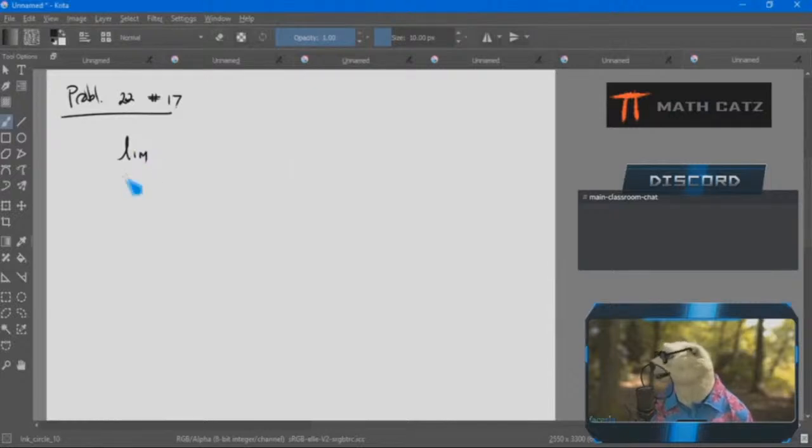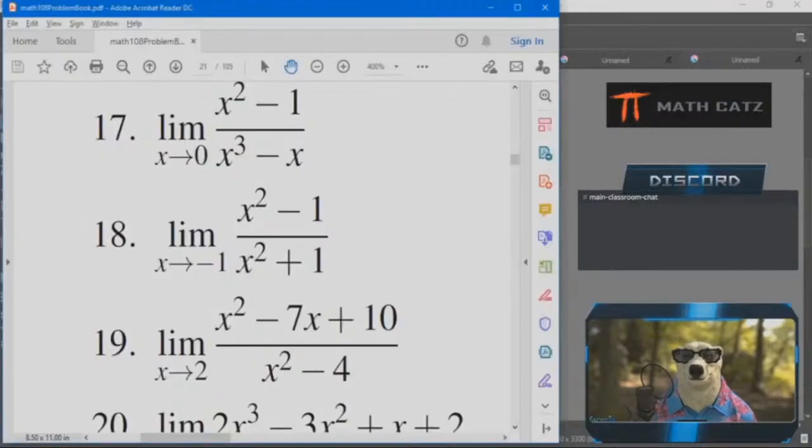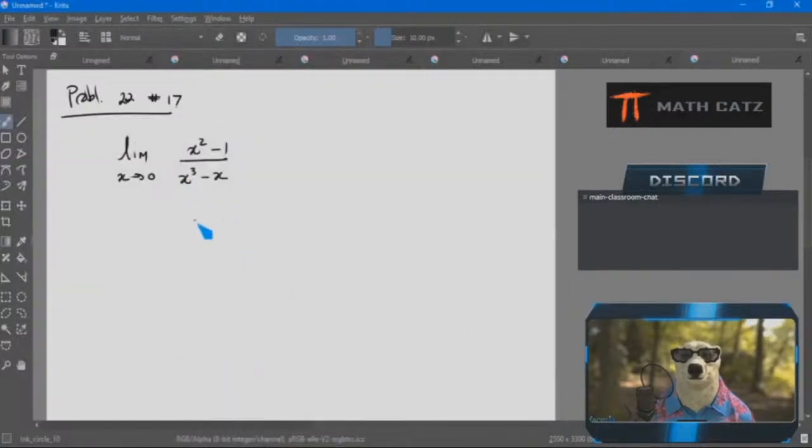Limit. Once we understand how to look at these things, I feel like I should apologize. There isn't really much mystery here, but we'll try and see if we can come up with some mystery. x squared minus 1 over x cubed minus x. Right? Yeah, pretty sure. Yeah, okay.